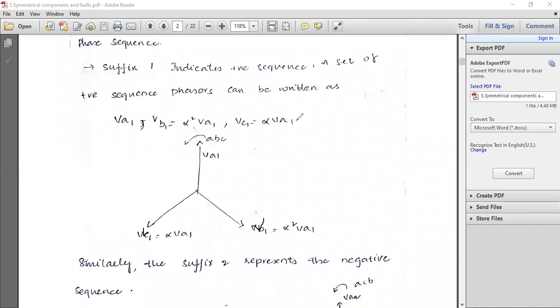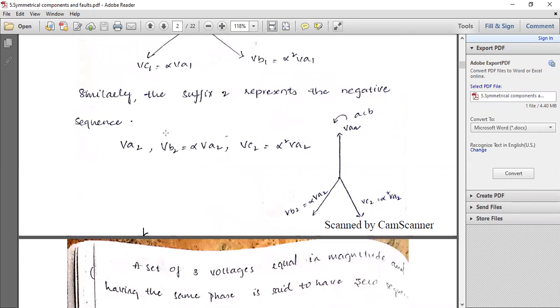So this is for the positive sequence phasor. Now we are going to consider the negative sequence phasor also. Similarly, the suffix 2 represents the negative sequence. So VA2, just now we have deduced that this is the phasor. ACB is now the phase sequence, so this is the negative sequence phasor diagram. VB2 is equal to alpha into VA2 and VC2 is equal to alpha square into VA2. In order to determine whether it is alpha or alpha square, you need to go along with the phasor direction, whether it is ABC or ACB.